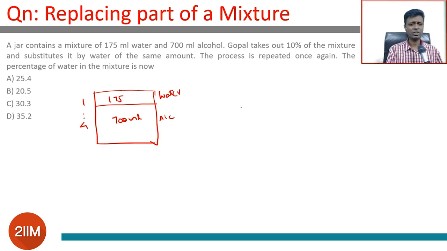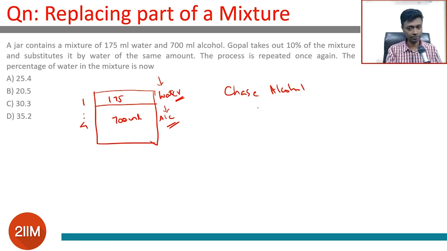In all of these questions, don't track water and alcohol. Remember, 10% is taken out. That means you're going to take out 10% of water, 10% of alcohol, and then water is added. Alcohol is not added, so from alcohol you're removing 10%. So first up, chase alcohol. Don't chase water. Think about how much alcohol is there.